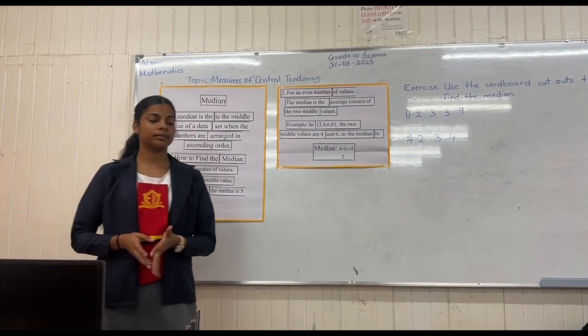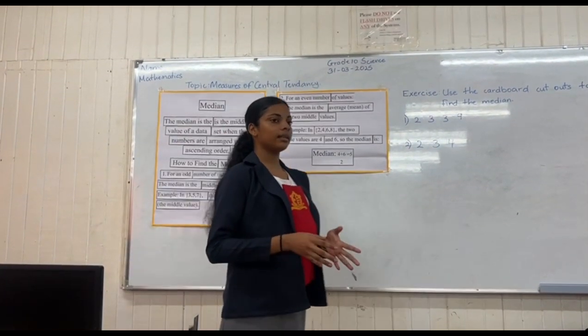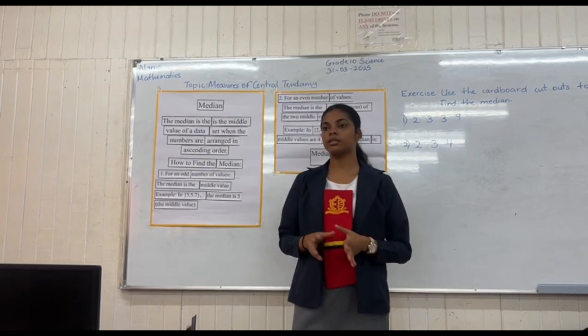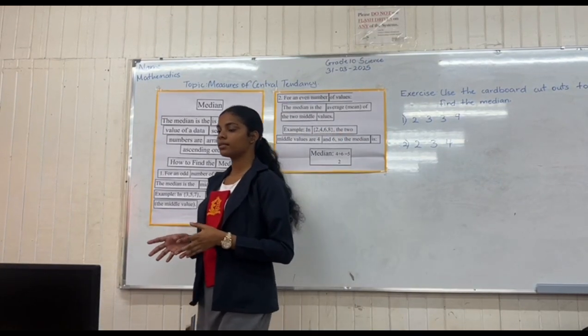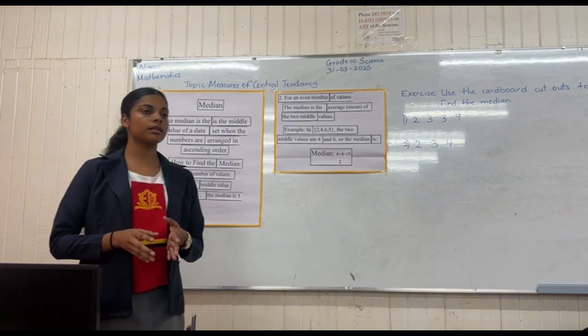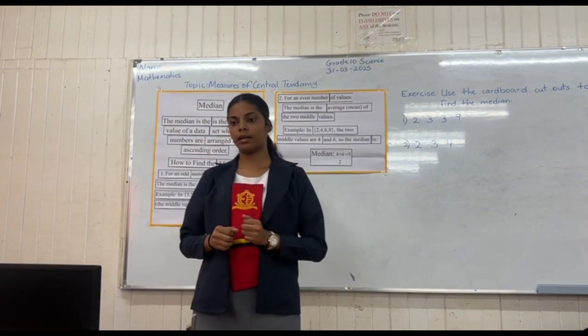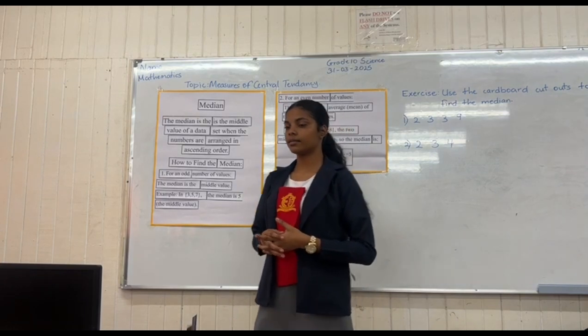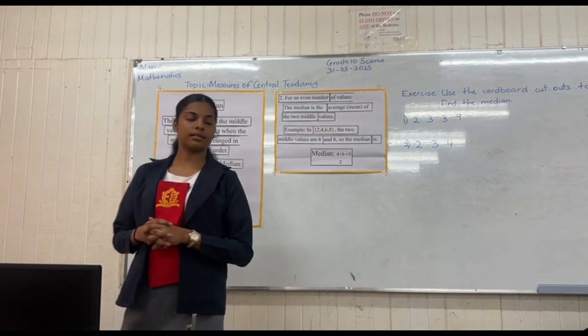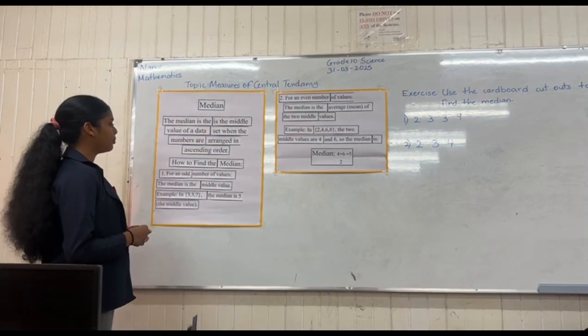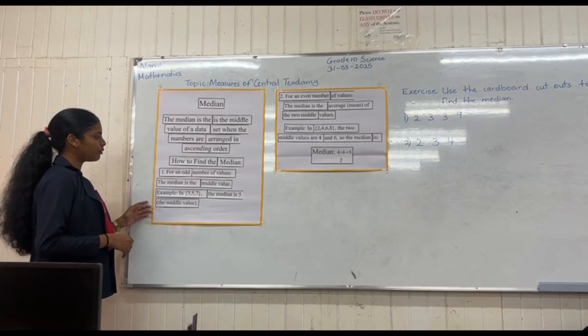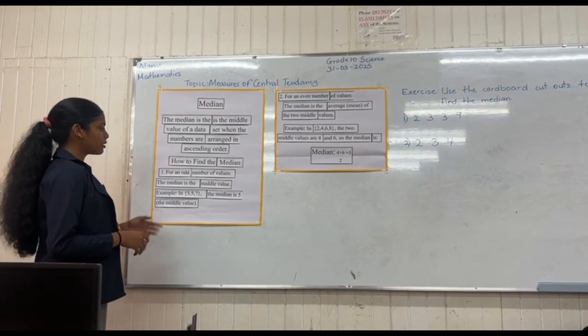No idea? Okay. So ascending means from the smallest number to the largest number. So they're basically saying when you're given a list of numbers, the first thing you have to do is arrange it from smallest to largest. Everybody understand? Okay, great. Let's continue. How to find the median? For an odd number of values, the median is the middle value.